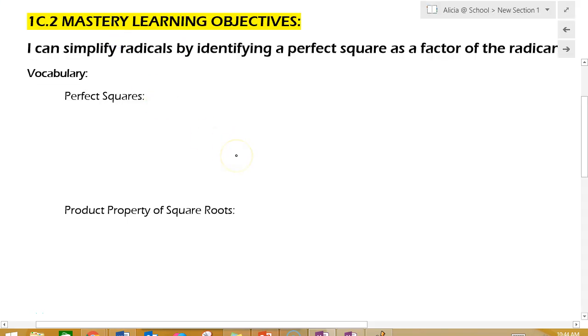Alright, hey guys, in this video we're going to be doing 1C.2, and we should be able to simplify radicals by identifying a perfect square as a factor of a radicand. Some vocabulary is, well, what is a perfect square?